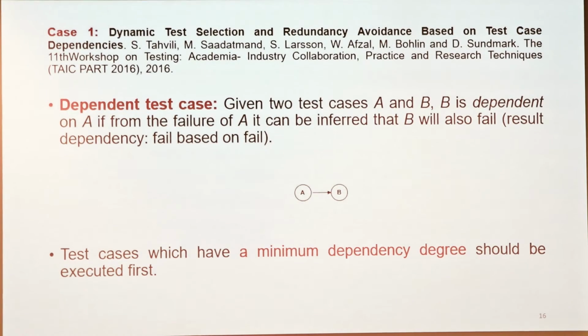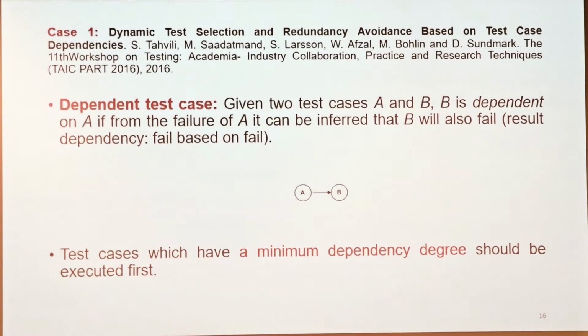which is called result dependency. Assume you have test case B and test case A. Test case B depends on test case A. We claim if you get a fail answer for test case A, you have no chance to get a pass answer for test case B, and you need to avoid execution of test case B. We also proposed dependency degree between test cases, and our claim is that each time you need to execute test cases which have a minimum dependency degree. If you are executing test cases with a minimum dependency degree, you are able to save more time and testing resources.